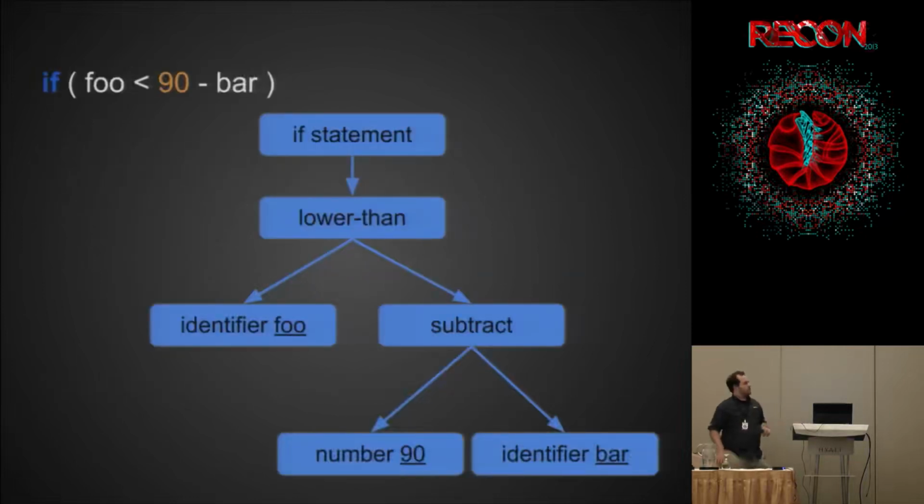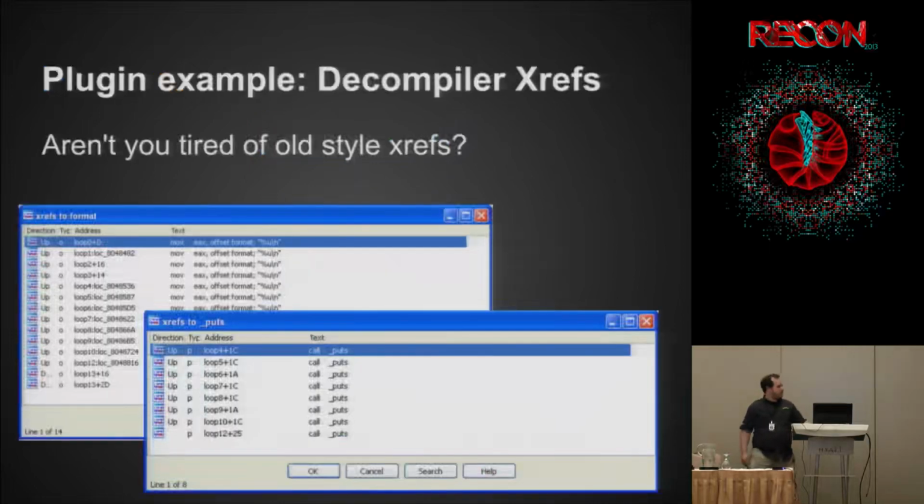So this is what it looks like. For example, you have the if statement, and then you have a lower than expression, an identifier, and then a minus expression, which contains numbers, and also another identifier. So very easy to iterate and work with.